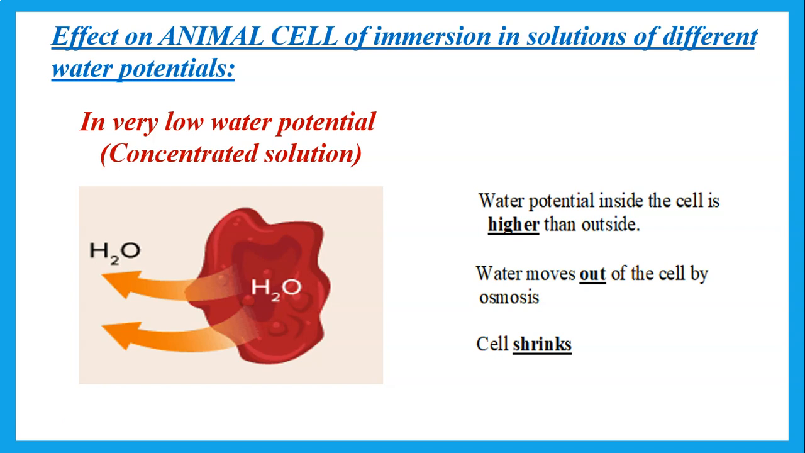This causes the animal cell, the red blood cell or the liver cell, to shrink. So that is the effect of putting an animal cell into concentrated solution, or a solution with low water potential.